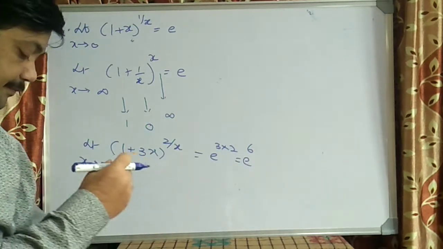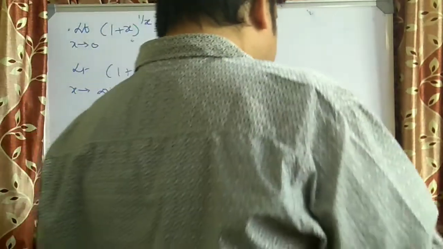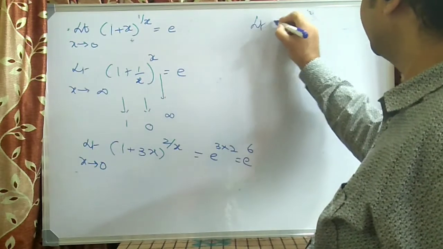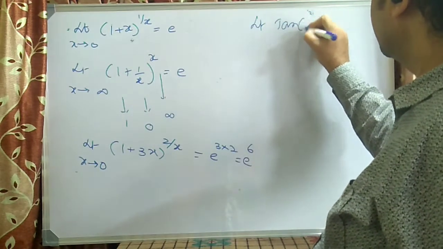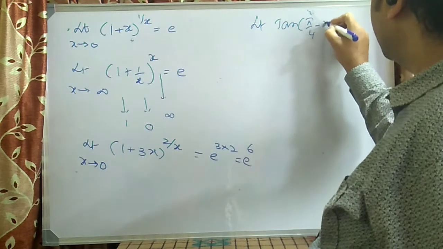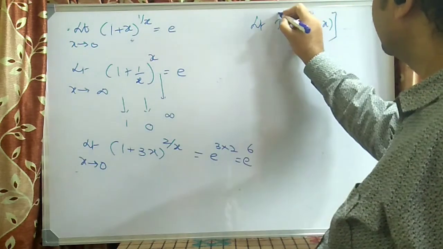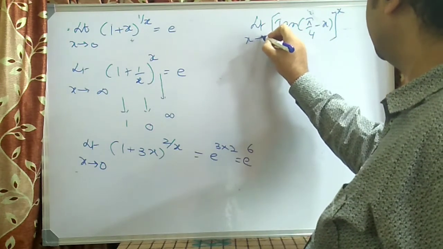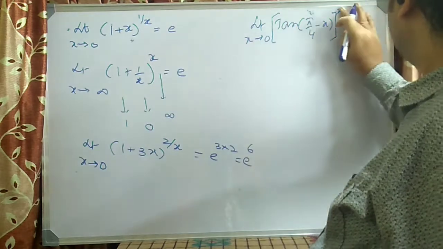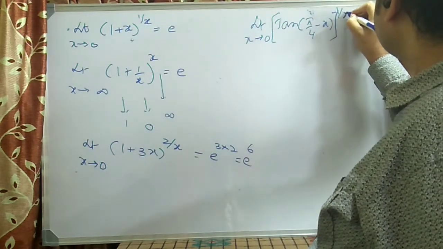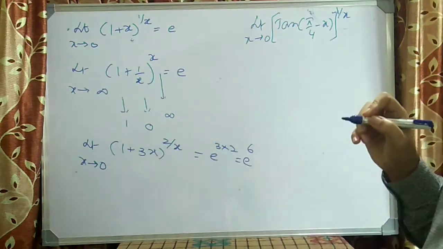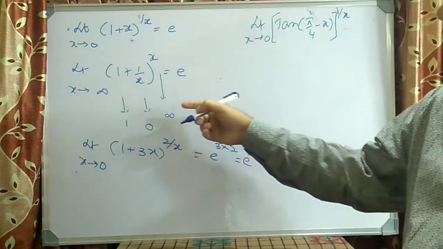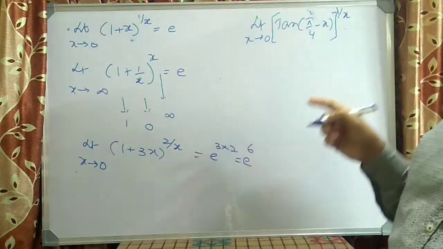So if I go for this problem, see this limit: (tan(pi by 4 minus x)) whole to the power 1 by x as x tends to 0. In this model it seems like a very big problem, but if you understand the model, it will be much easier.